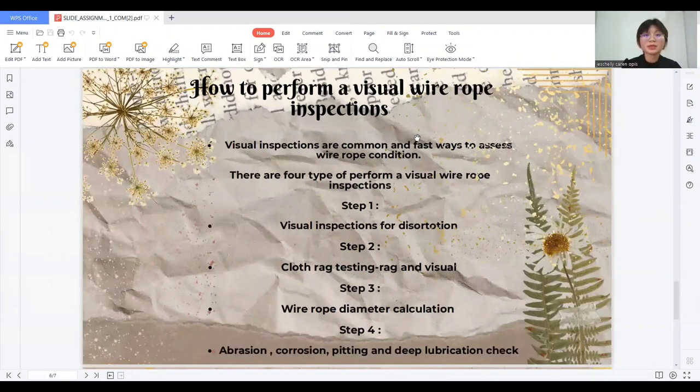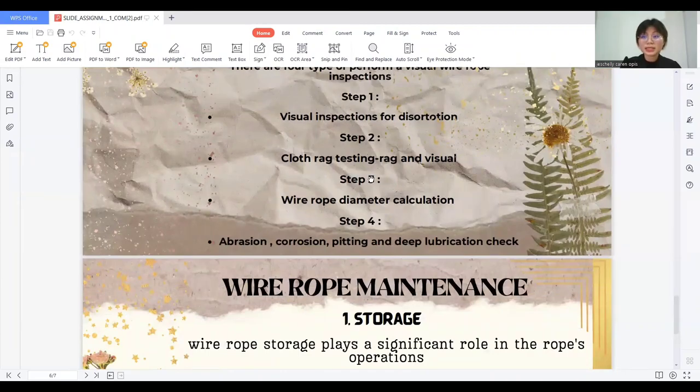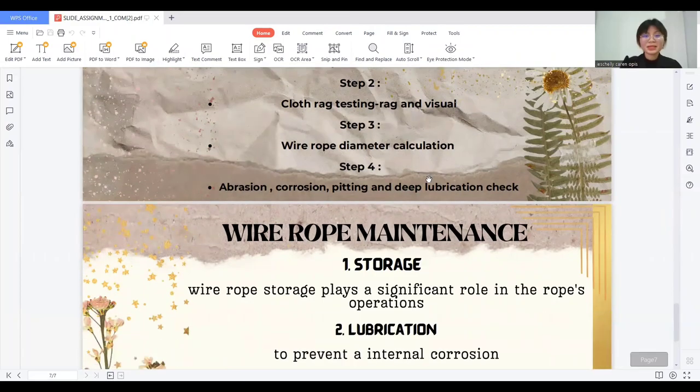This is how to perform a visual wire rope inspection. Visual inspections are a common and fast way to assess wire rope conditions. There are 4 steps in performing a visual wire rope inspection. The first step is visual inspection for distortion. The second step is checking rigs and testing. The third step is wire rope diameter calculation. The fourth step is abrasion, corrosion, bending and deep lubrication check.